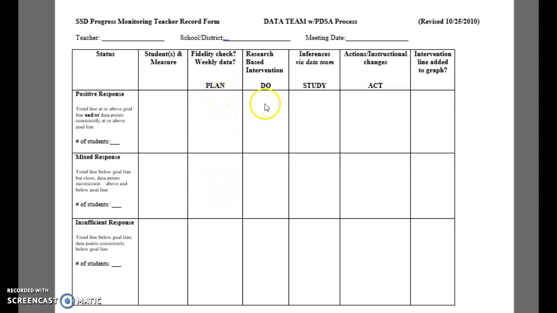Then I move on to my research-based intervention. So this is my do, where I would list that research-based intervention. So let's say, for example, it might be SIPs and any high-yield instructional strategy that I'm using. So let's say I'm using classifying strategy this week.